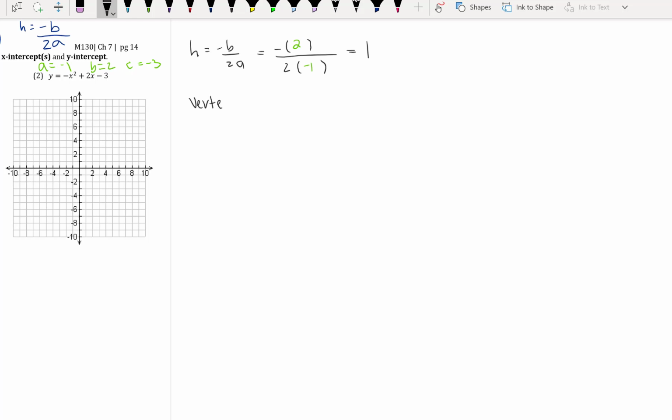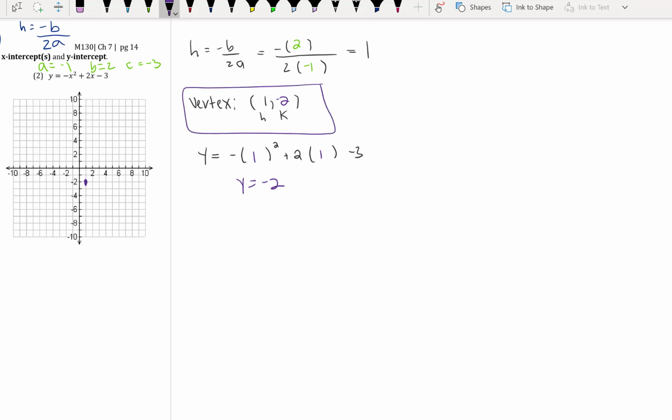So for my vertex, I get a positive 1 for my h value, and I plug it into my original equation to get my k value. So I have y is equal to negative x squared plus 2x minus 3. The value that I'm plugging in is 1. So using your calculator, negative (1) squared plus 2 times 1 minus 3 gives you that y is equal to negative 2. So your k value is negative 2. So now you have (1, -2) as your vertex.